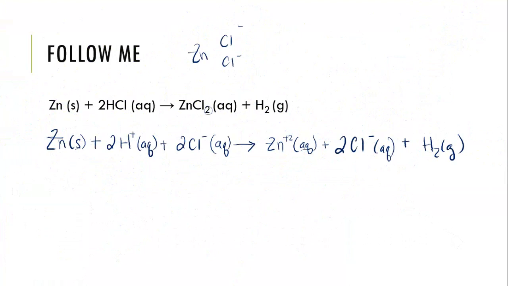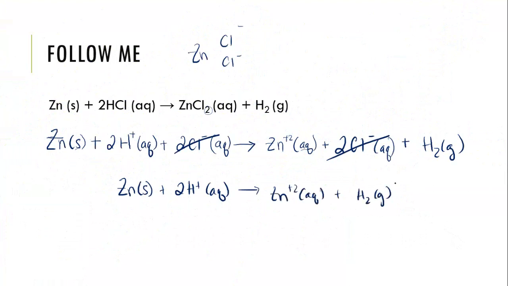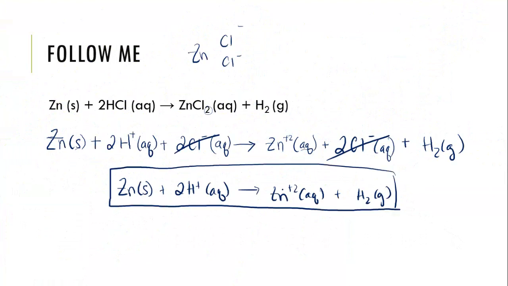So not the same. I do see 2 chlorine negatives on both sides. So that is the only thing that will cancel out. So when you clean this up, your net ionic equation will be whatever is left. Write down what's left. So this, my friends, is my final net ionic equation for this particular problem. Okay, so some of them are a little easier than others, slightly less work.